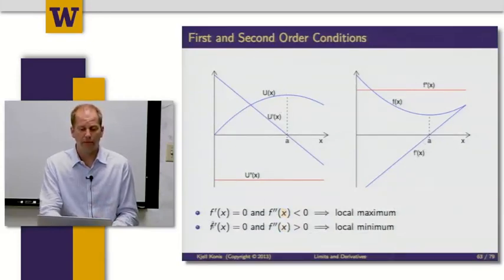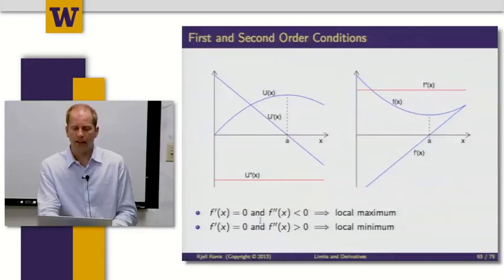Where f prime of a is equal to 0. Now I'm talking about the graph on the right-hand side. I have a critical point because the derivative is equal to 0. But here, f prime of x is upward sloping, so f double prime of x is going to be a positive constant. So f double prime of a in particular is going to be greater than 0, and that's going to correspond to a local minimum. So these are called first and second order conditions.